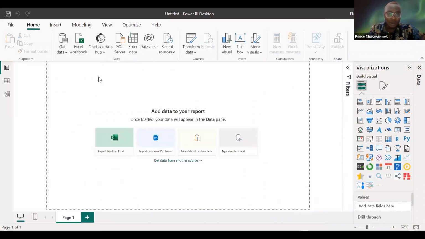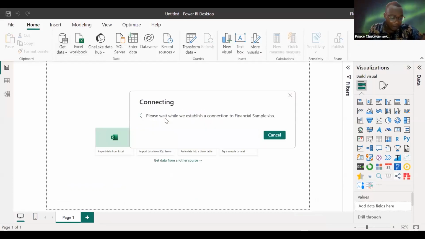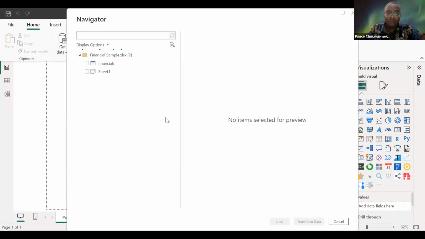But the data set we're going to be using is the data set that is integrated into Power BI. We'll have a data set that is integrated into Power BI, and this is it here. It's a sample data set. If I click here, I'm going to load the sample data set provided by Power BI. So these are the two data sets I'm going to be using.